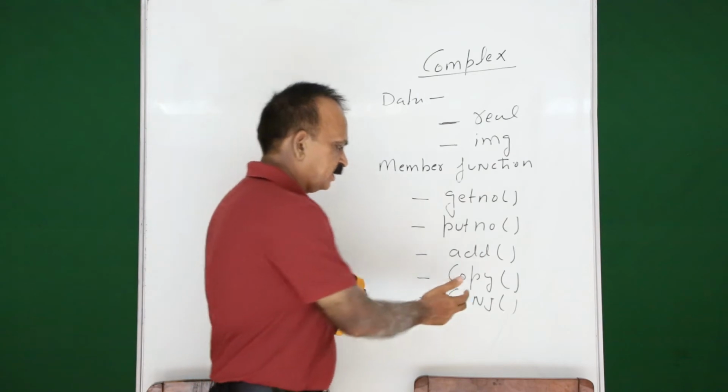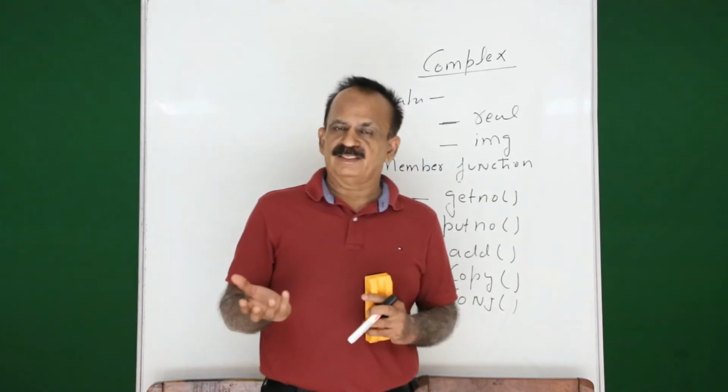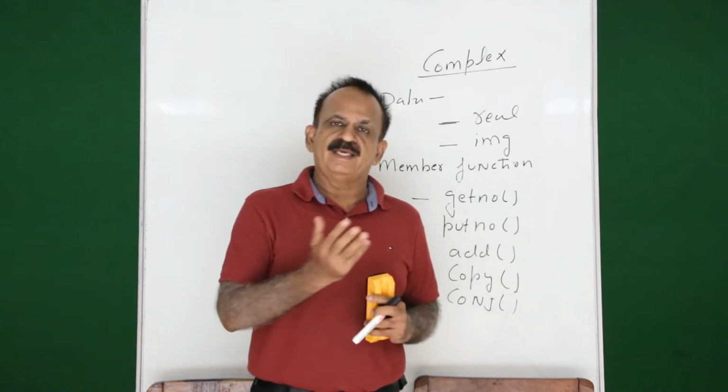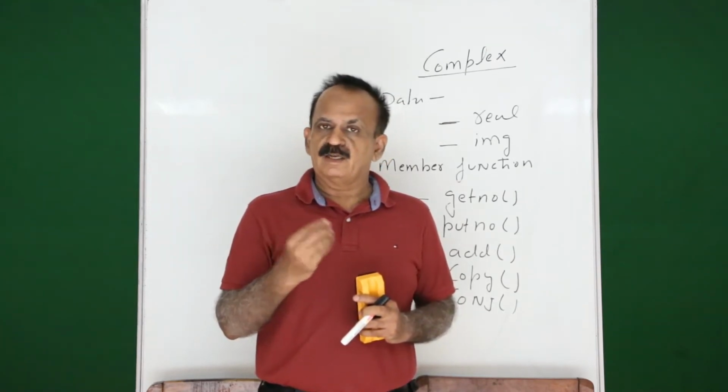The last one is the conjugate. Conjugate, as we know, a plus iota b is a complex number. The conjugate of the number will be a minus iota b. Now, two objects again are required.